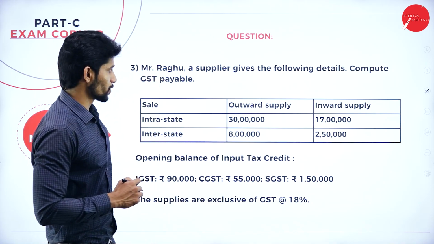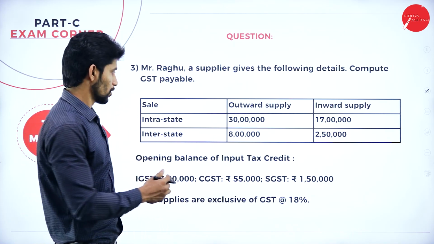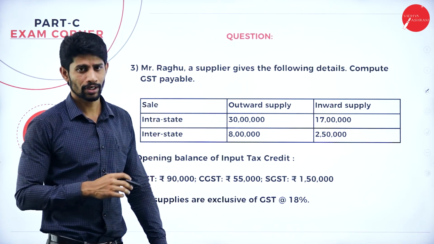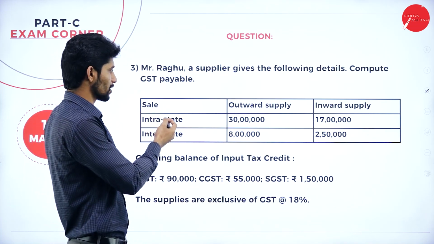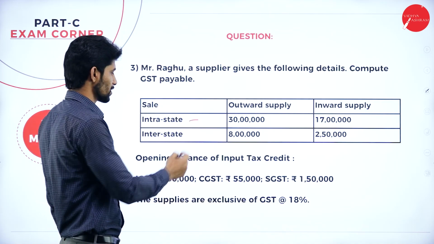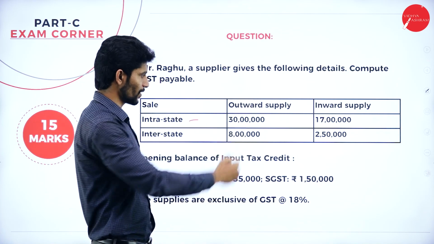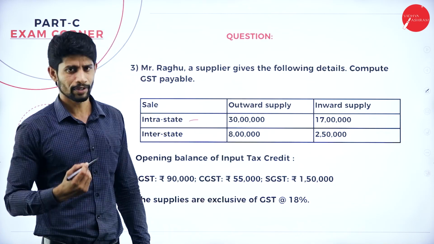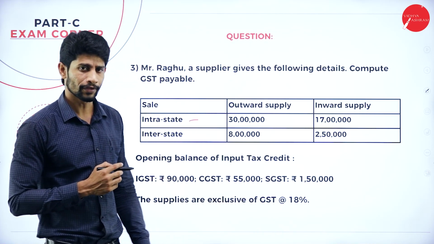Raghu, a supplier, gives the following details. Compute GST payable. From this information you are supposed to find out the net GST payable by Mr. Raghu. So, sales is given, outward supply and inward supply. Intra-state supply, that is within the state supply, is 30 lakhs and 17 lakhs. Interstate, that is between the states supply, is 8 lakhs and 2 lakh 50,000.